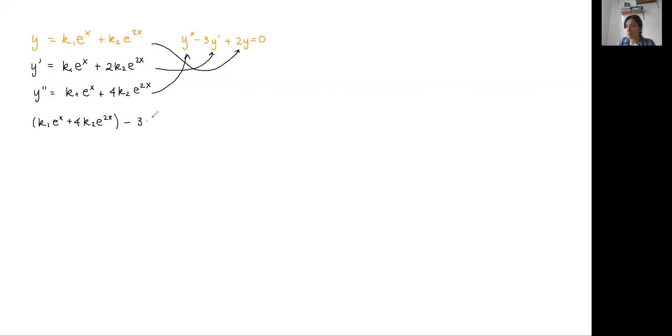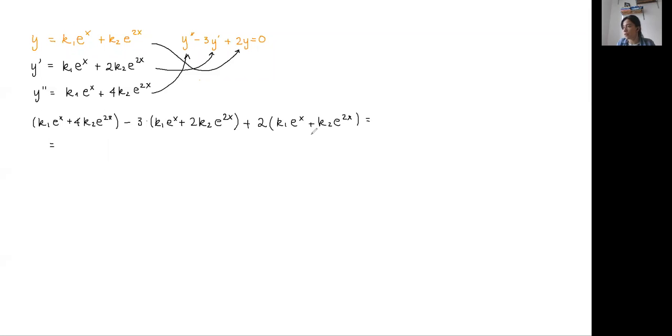Minus 3 times y prime, which is this expression over here. So that's k1 e to the x plus 2 k2 e to the 2x, plus 2, and then I plug in just the original expression that I have for y. I'm just verifying if this type of function is a solution of this equation. That means here I have k1 e to the x plus k2 e to the 2x, and this is equal to, just create a new line over here.